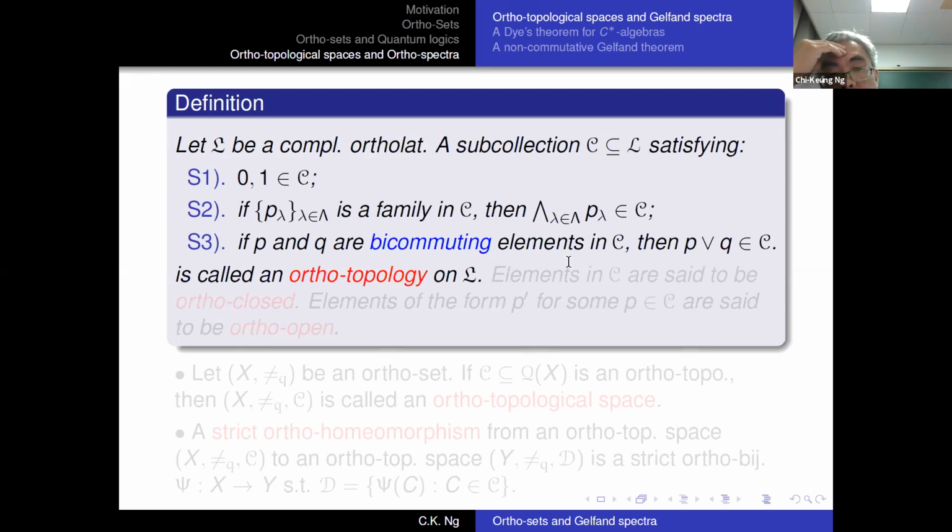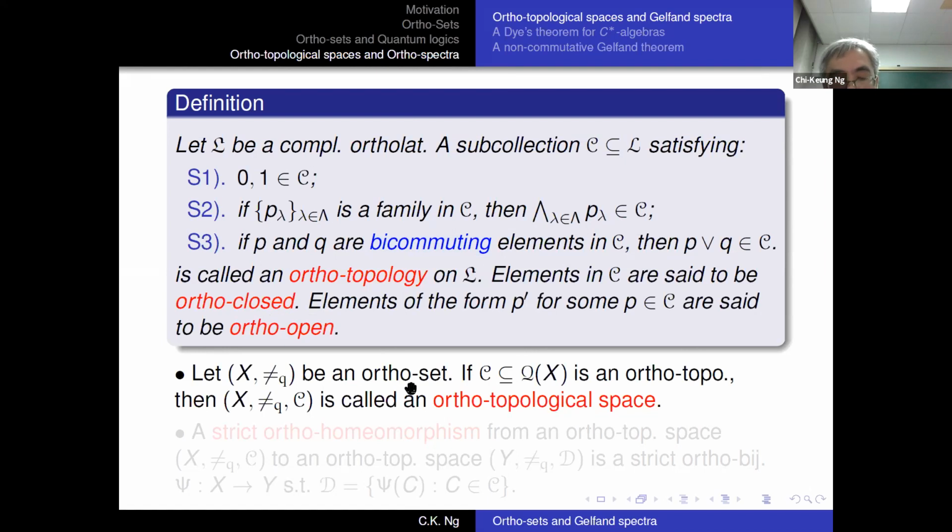Let L be a complete orthomodular lattice. A sub-collection C of L is called an ortho topology if the zero, the minimum element, and the one, the maximum element, are in C, and for any family in C, the meet of all the elements is in C. If P, Q are two bicommuting elements in C, then the join is in C. The bicommuting is important here because for the Gelfand spectrum that we are going to define, for the topology, we need bicommuting in order to have the join being in the topology. Elements in C are called ortho closed.